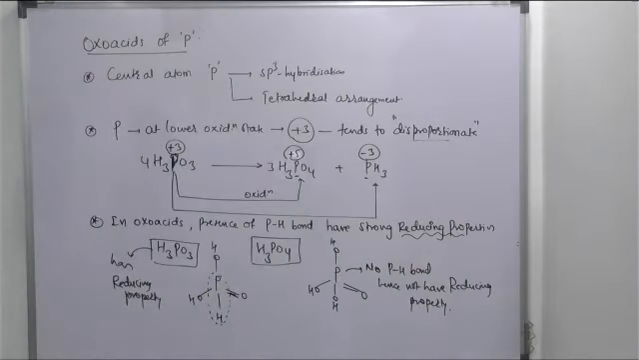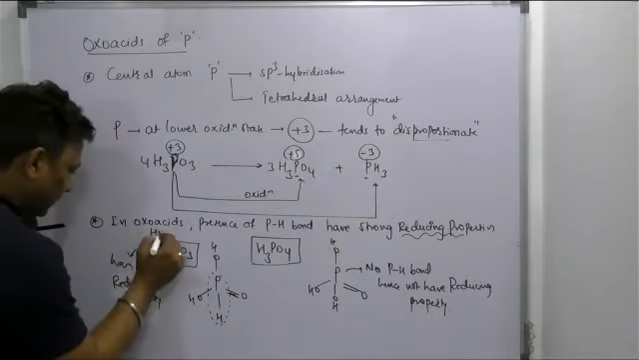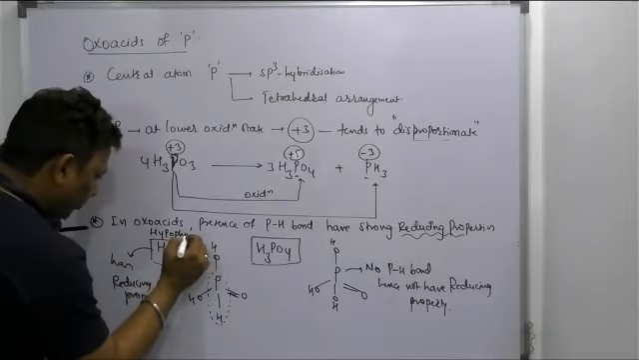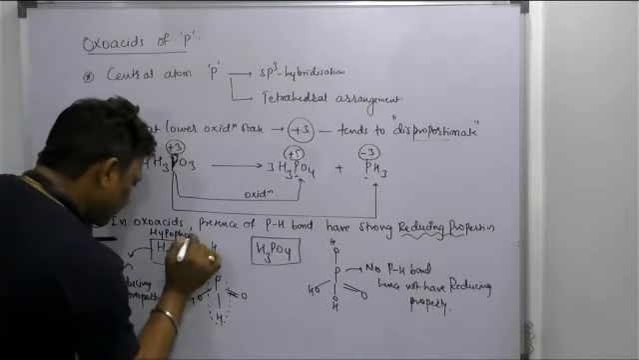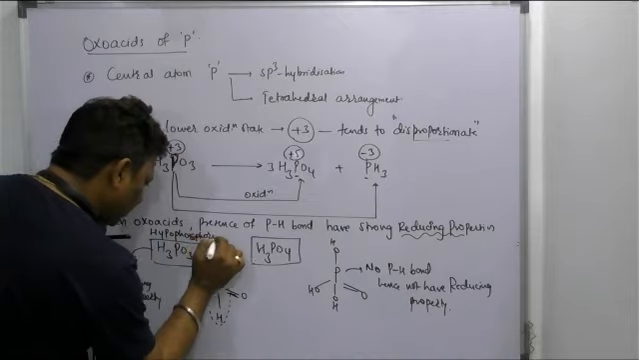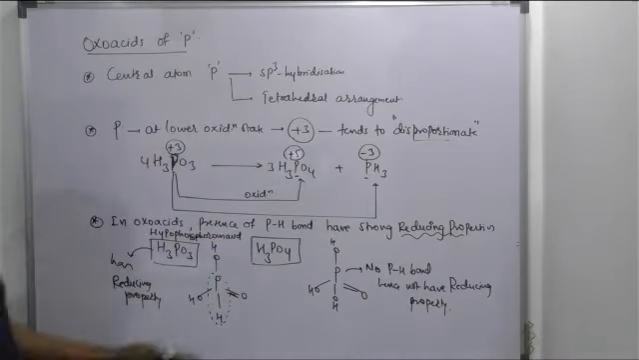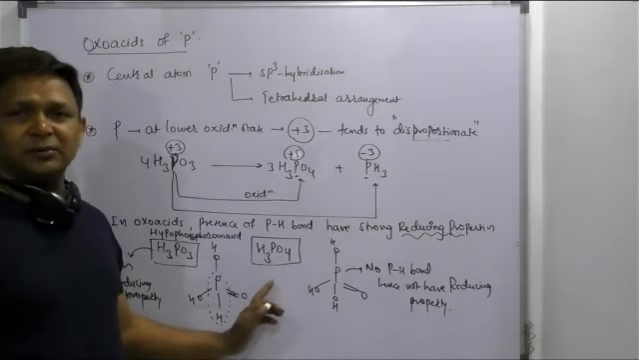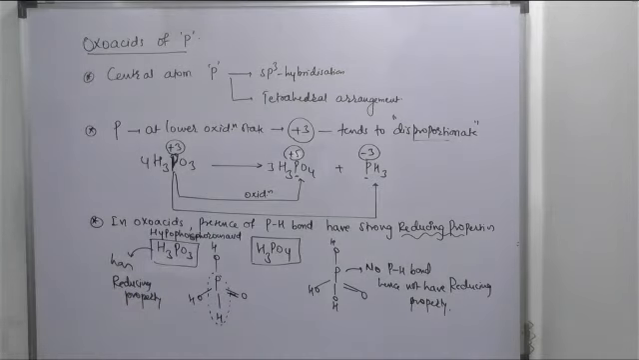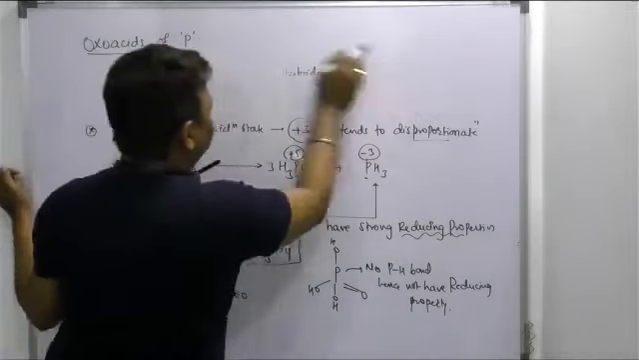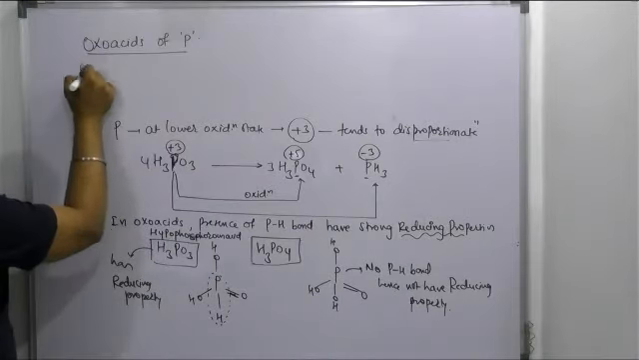Is it clear? That means hypophosphorus acid is a good reducing agent. H3PO3 has a reducing property, but H3PO4 does not have any reducing property. We'll see an example. Does it really show the reducing property or not? I'll show you one example.